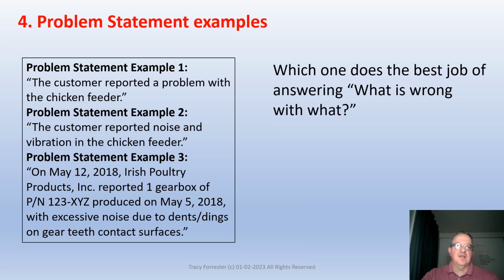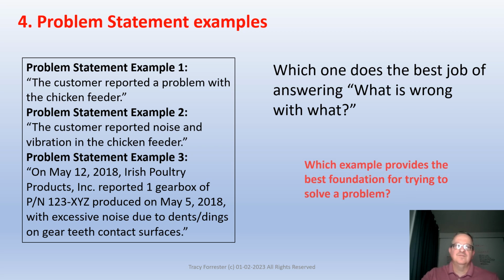And as we go through a couple of questions here, which one does the best job of answering what is wrong with what? Okay, we know something's wrong. We get an idea that something's wrong with 1 and 2, but which one does the best job? Number three, you know exactly what is wrong with what. You don't necessarily know why, and we can't know why yet because we haven't done a root cause analysis, but we do know what is wrong with what.